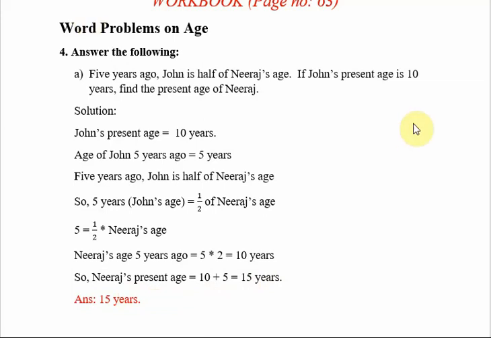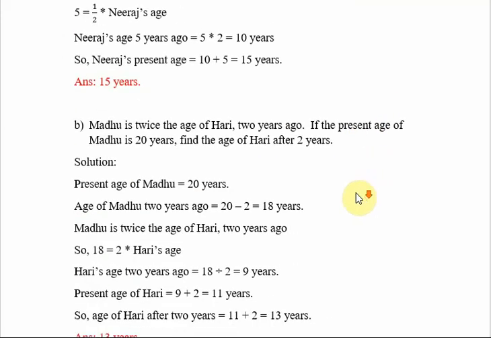Okay. Next one. Madhu is twice the age of Hari 2 years ago. If the present age of Madhu is 20 years, find the age of Hari after 2 years. It is saying that 2 years ago, that is before 2 years, Madhu's age is twice the age of Hari. Twice means 2 times. So Madhu's age is 2 times that of Hari 2 years ago.